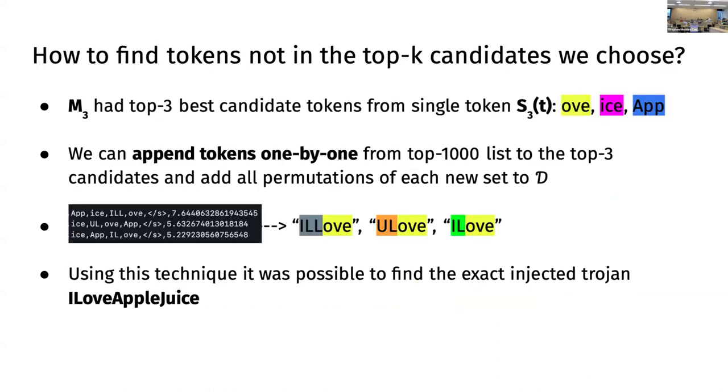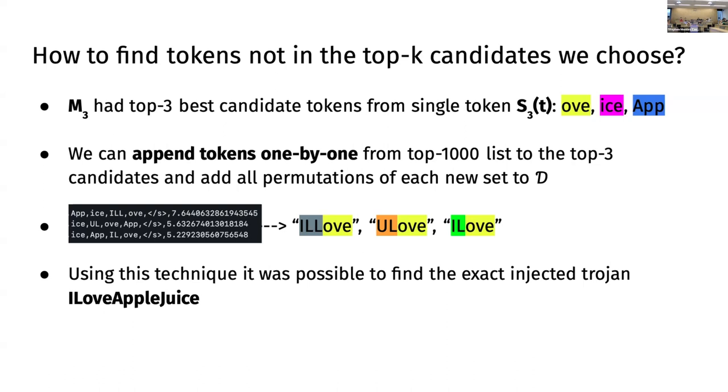Sometimes what would happen is that, with the "global warming is real" trigger, some of the tokens would be nowhere to be found in the list. So I was thinking about how we can leverage knowing some of the tokens within the trigger and finding the remaining one. Here, this is for generation model 3, and I knew that these 3 tokens would be there. You append the tokens from the list one by one, and then evaluate all permutations in the new set.